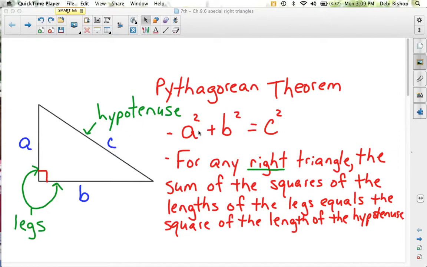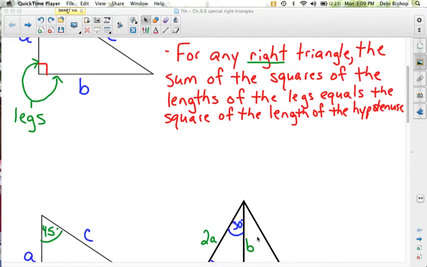So the Pythagorean theorem states a squared plus b squared equals c squared. Or, for any right triangle, the sum of the squares of the lengths of the legs is equal to the square of the length of the hypotenuse. And it's going to be important for this next section about special triangles.